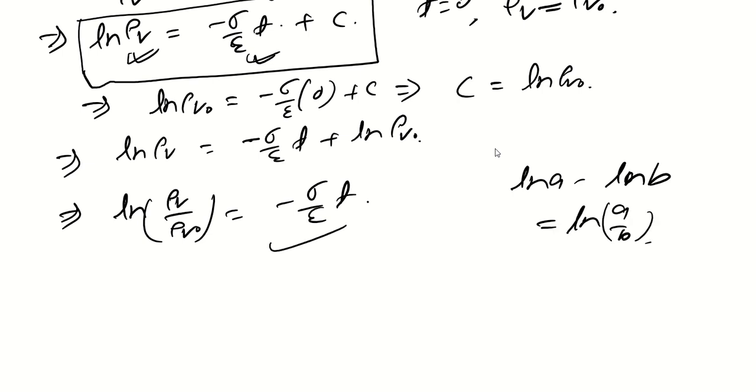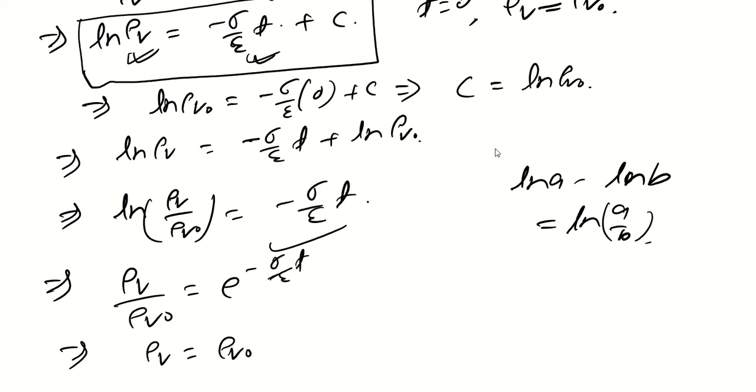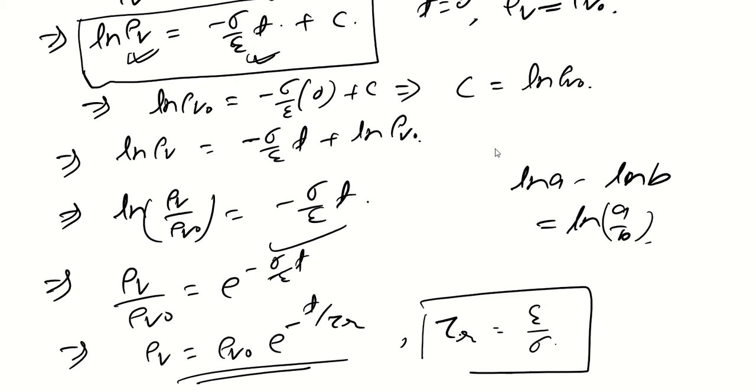This is the relation I have used here, and from this we can write rho v by rho v naught is equal to e to the power minus sigma by epsilon times t. This can be written as rho v is equal to rho v naught e to the power minus t by tau r, where tau r is epsilon by sigma. So this is my relaxation time, once it becomes e to the power minus 1.